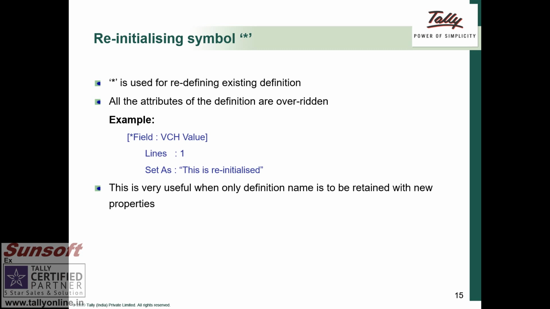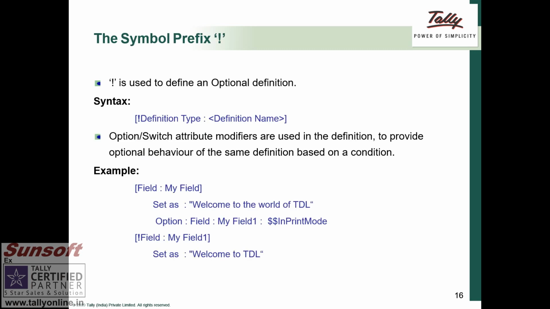Now the star sign is used to redefine the existing definition. So to redefine any existing value, it is star. This also we'll do in detail when we do the initialization part and the object part. Exclamation sign is used for optional definition. This is a very powerful feature. We'll do this in detail when we discuss options and optional modifiers.